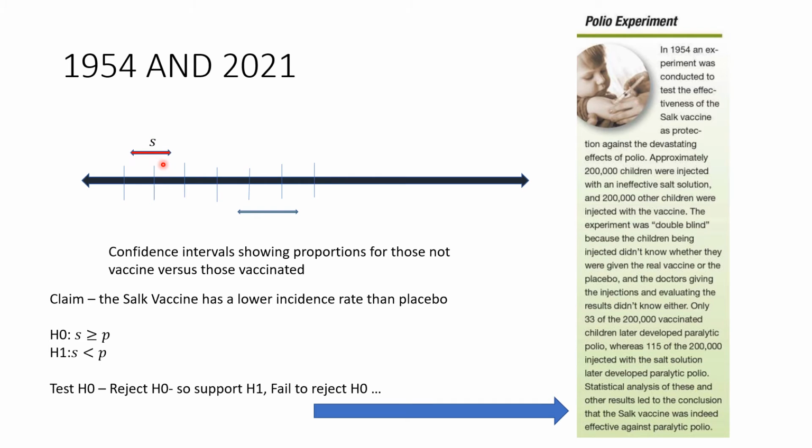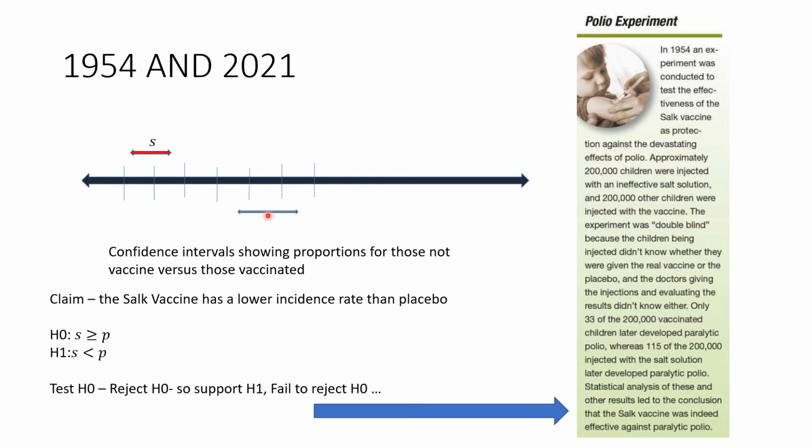This is plotted on a number line. And then we develop a placebo confidence interval using the 115 out of 200,000, and we'll get this confidence interval. These are 95% confidence intervals. And you see that this one is lower and does not overlap with this one.